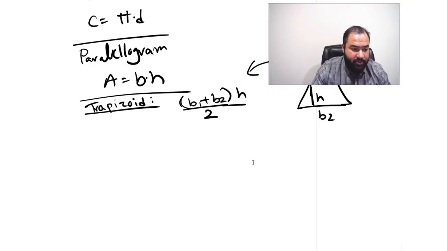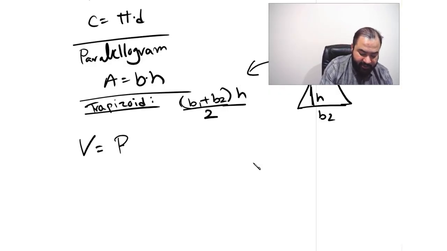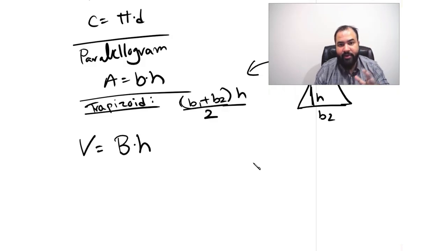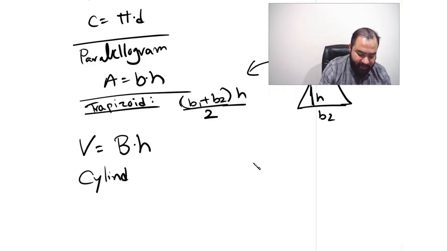And then I showed how you find the volume of the triangular prism. So that's capital B times the height, the area of the base times the height, right? And I said how to find the volume of a cylinder. You do pi times radius squared times height, right?